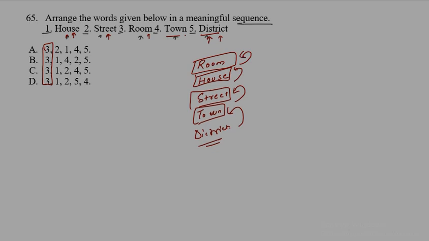Now let's number them. Room is number 3, house is number 1, street is number 2, town is number 4, and district is number 5. So among the options, the one we require is 3, 1, 2, 4, 5. In option C, we have 3, 1, 2, 4, 5. So option C will be the correct answer to this question.